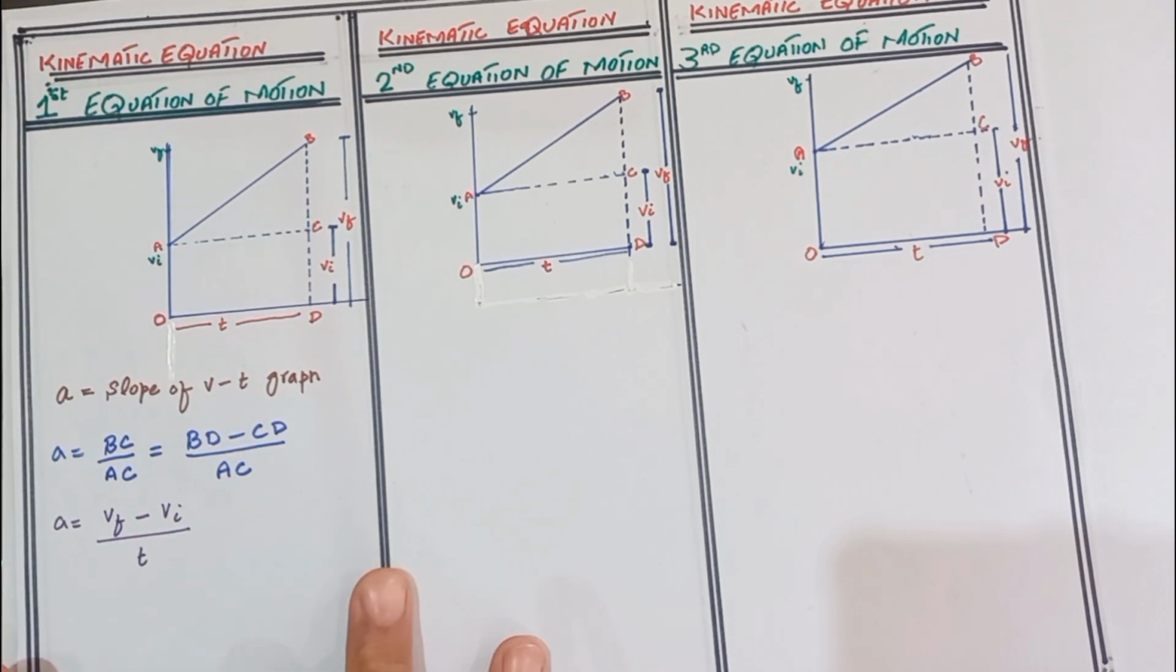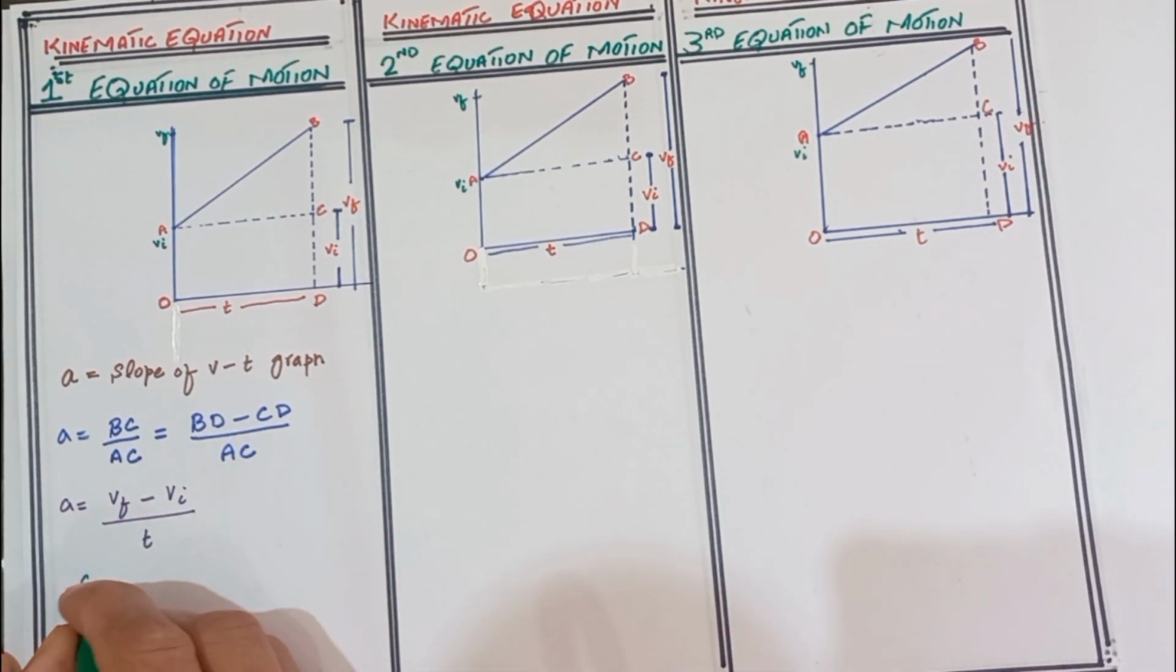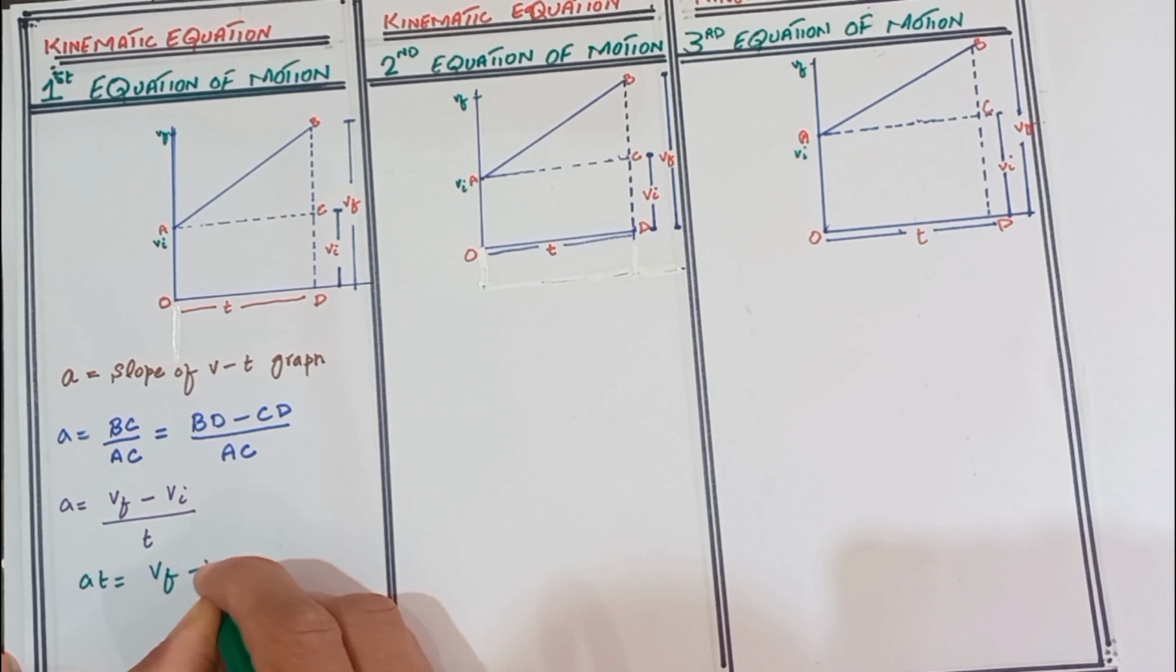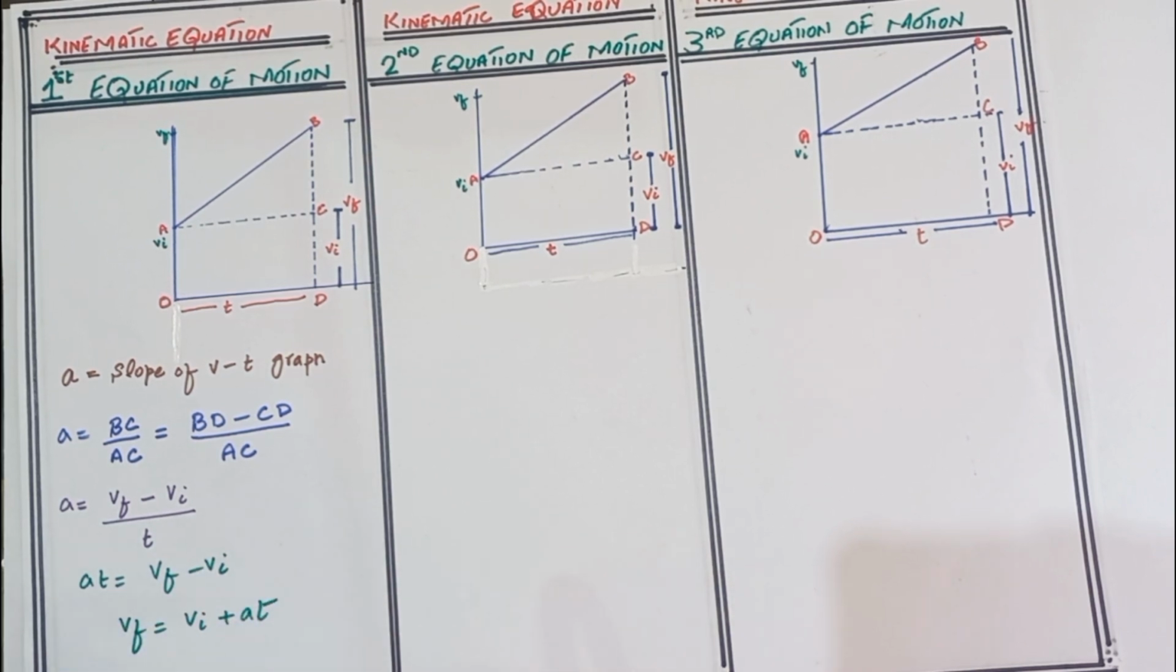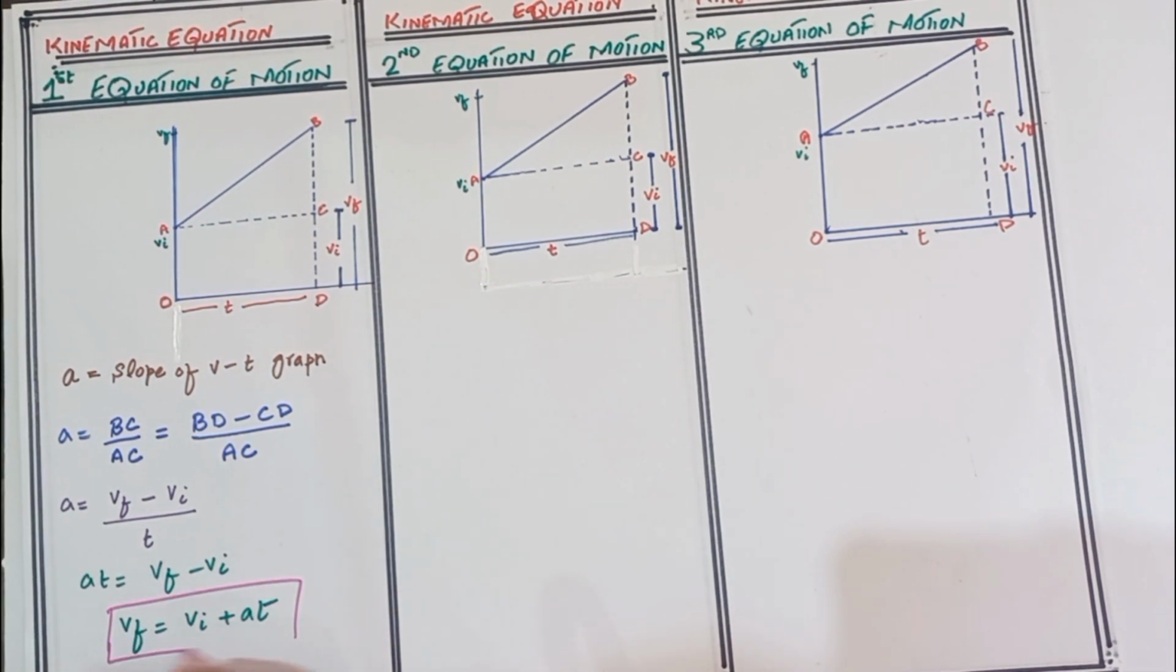So here we can write that at is equal to Vf minus Vi, and Vf is equal to Vi plus at. That is the first equation of motion.